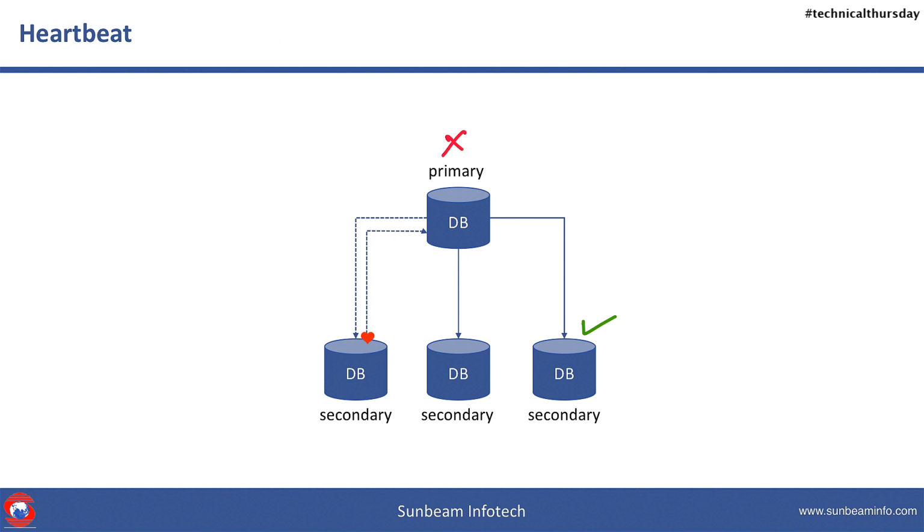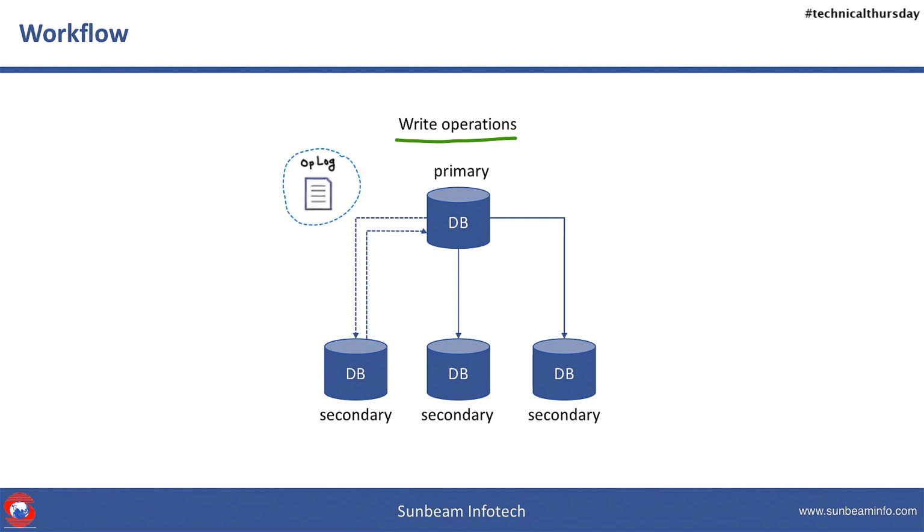Now what is the workflow here? The workflow is quite simple to understand. The primary performs all the write operations. Once the write operation is over, it generates an operation log. This operation log is sent to all the secondary instances, and the secondary instances execute this operation log in order to keep their data in sync with the primary. So even if you lose the primary, you will always get the same data from the secondary instances, and that is an advantage of using replica sets. Okay, quite simple to understand.